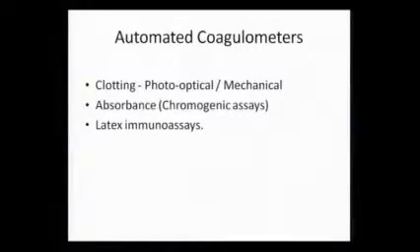The coagulometers we generally have do either clotting detection by photo-optical or mechanical methods, chromogenic assays using the absorbance principle, or latex immunoassays, which can measure proteins quantitatively.